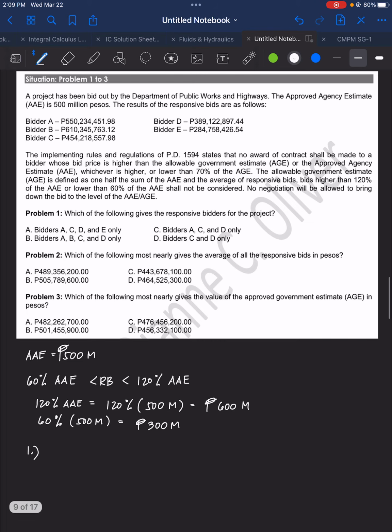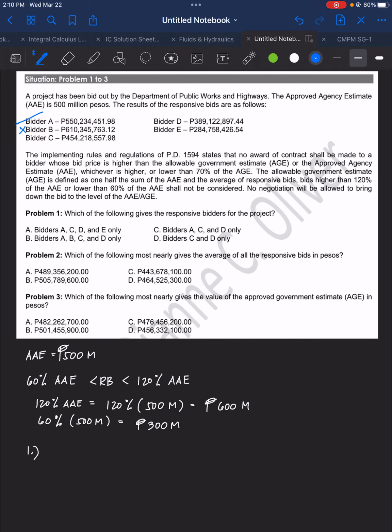So among these 5 bidders, is bidder A among the responsive bids? So bidder A has 550 million pesos. That is below 600 and that is above 300. So bidder A is a responsive bidder. Bidder B, 610 million. That is already above 600 million maximum bid. So bidder B is eliminated, or they are unresponsive bidders.